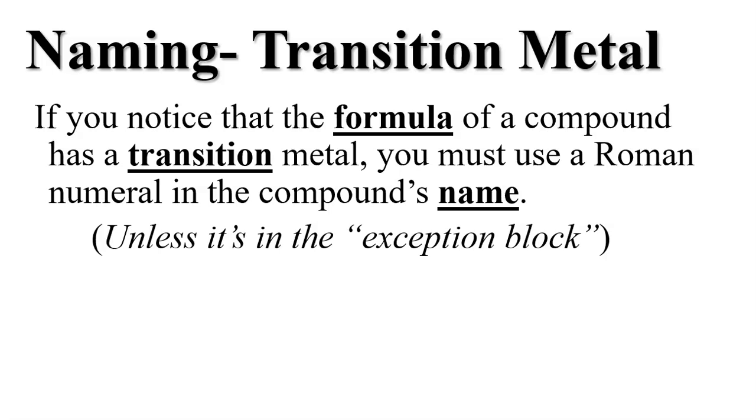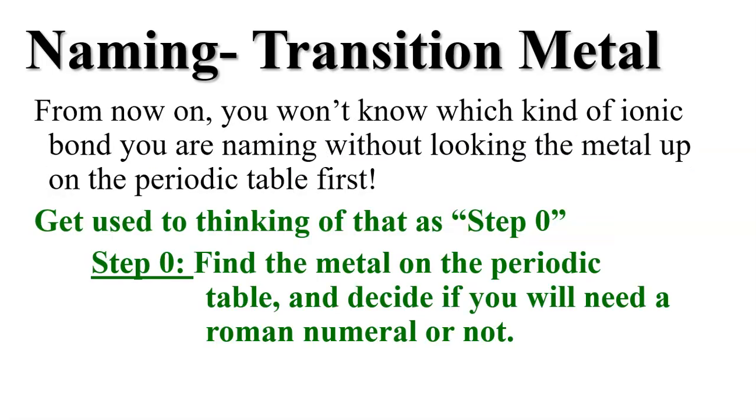So naming a transition metal, if you notice that the formula of a compound has a transition metal, then you must use a Roman numeral in the compound's name, unless it's in your exception block. All right? From now on, you'll need to know which kind of ionic bond you're naming by looking up the metal on the periodic table first. Get used to thinking of it as like a step 0. You always need to reference your periodic table before you start. That way you can decide if you need a Roman numeral or not.